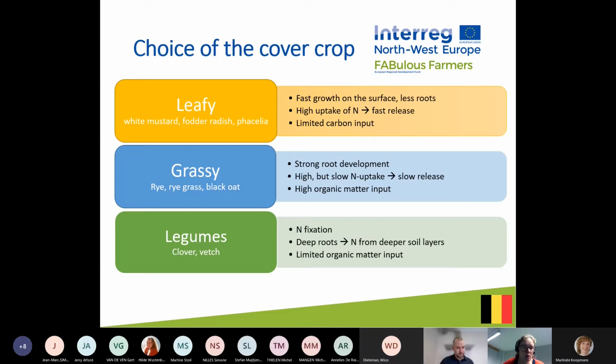The second group are the grassy cover crops. They have a very strong root development and therefore a high organic matter input in the soil. They can pick up a high amount of nitrogen, but the uptake is rather slow, and also the release afterwards is rather slow. And then the third group are the legumes. They can do nitrogen fixation and they have deep roots, so they can also pick up nitrogen from deeper soil layers, but the organic matter input is again rather limited. Yeah, next slide, please.